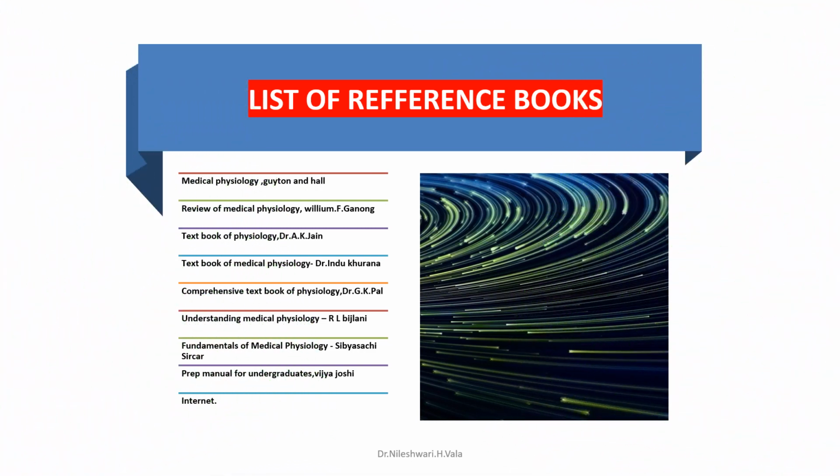List of reference books: Medical Physiology, Guyton and Hall; Review of Medical Physiology, William F. Ganong; Textbook of Physiology, Dr. A.K. Jain; Textbook of Medical Physiology, Dr. Indu Khurana; Comprehensive Textbook of Physiology, Dr. G.K. Pal; Understanding Medical Physiology by R.L. Bijlani; Fundamentals of Medical Physiology, Sibyasachi Sirkar; then Prep Manual for Undergraduates by Vichal Joshi. And something is also taken from the internet.